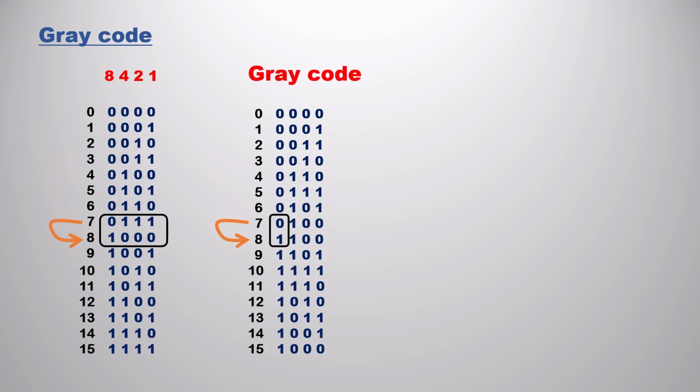Let's see a second example, that is 0 1 1 1, that is 7. If you are going from 7 to 8, all the 4 bits are changing at a time, 1 0 0 0, that is 8. If you observe in gray code, only one digit is changing, that is the first bit, 0 to 1. All the remaining bits are intact.